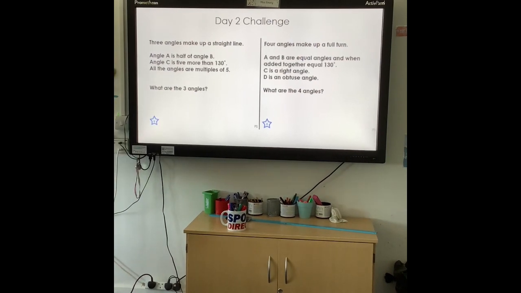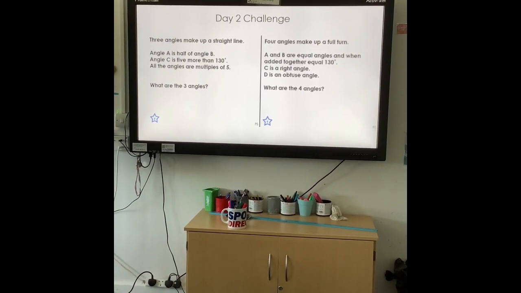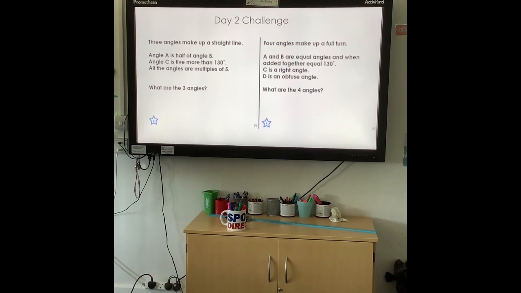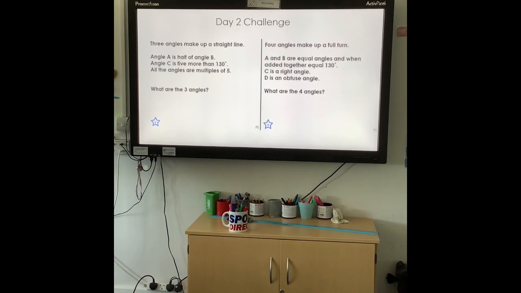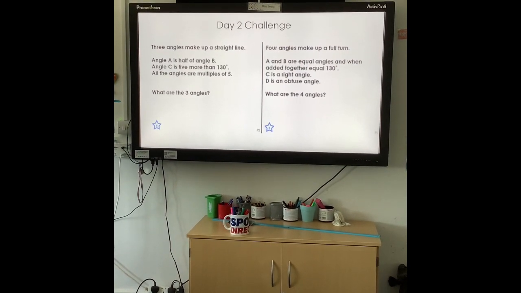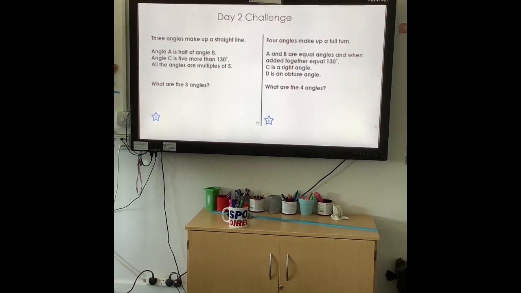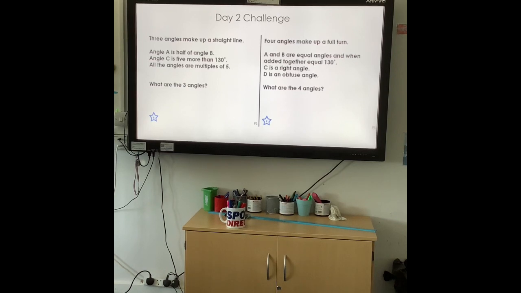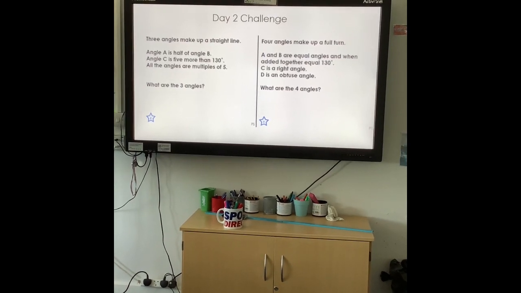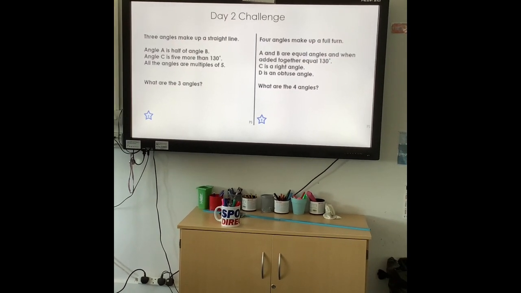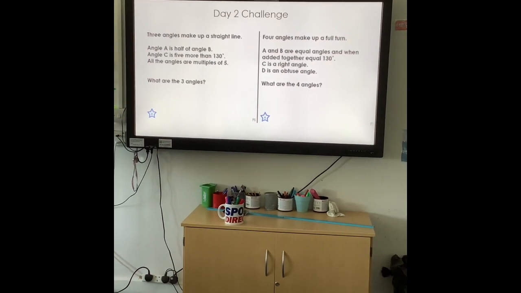So, your challenge. 3 angles make up a straight line. Angle A is half of angle B, and angle C is 5 more than 130 degrees. All of the angles are multiples of 5. What are the angles?